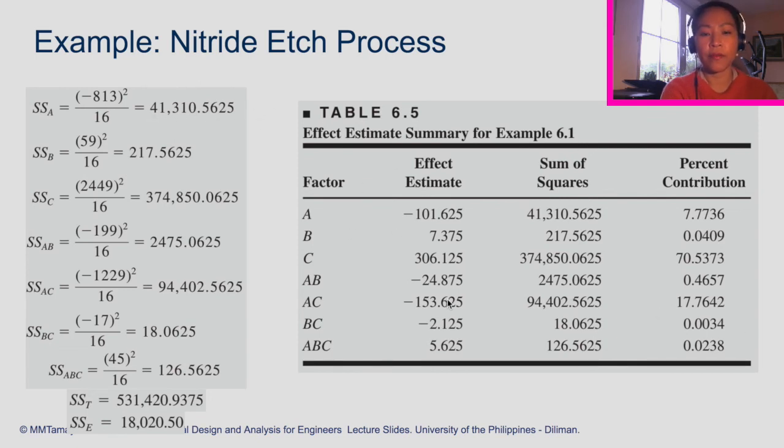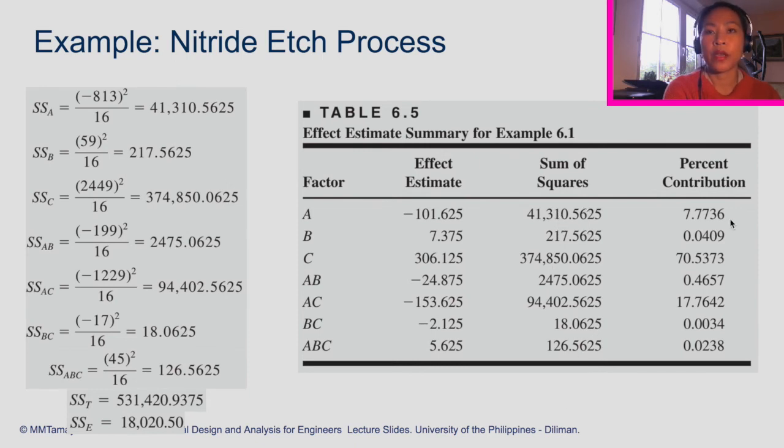So we now have the table here, which is basically the effect estimate summary for our example. We have our factors here, these are the effects, and the computed sum of squares. The percent contribution is basically the sum of squares of the factor or interaction of interest divided by the total sum of squares. So for example, 7.77 here is just 41,310 divided by the sum of all these sums of squares.